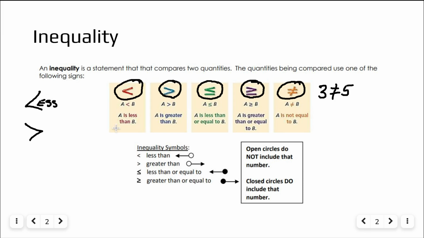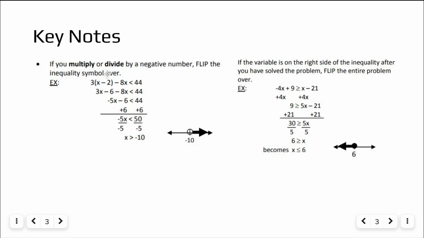Now, we're also going to be graphing these, solving and graphing. When you graph, remember the less than and greater than symbols get open circles so that they're not including that value that the circle's on top of, and the less than or equal to, greater than or equal to get a closed circle, meaning that that number is included in the solution. Open circle means it's not. Okay, so let's keep going.